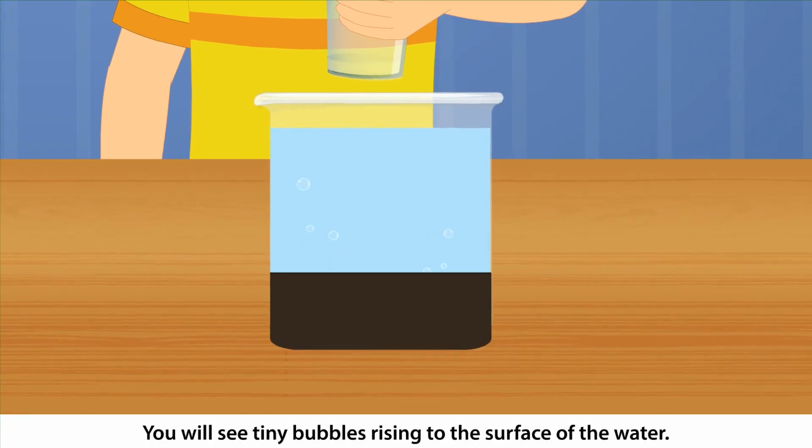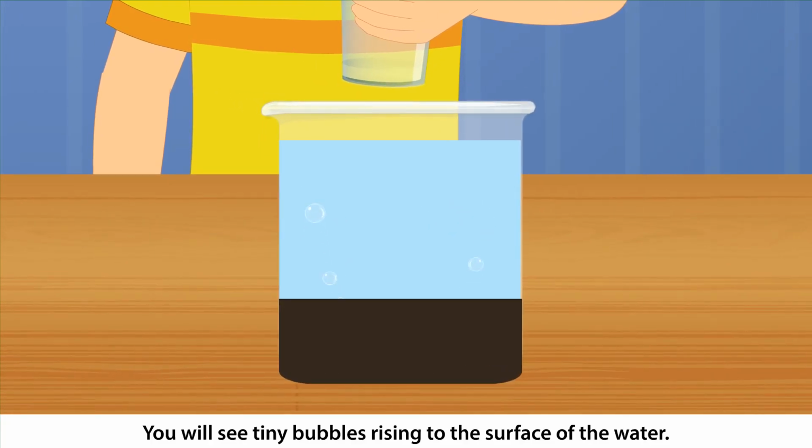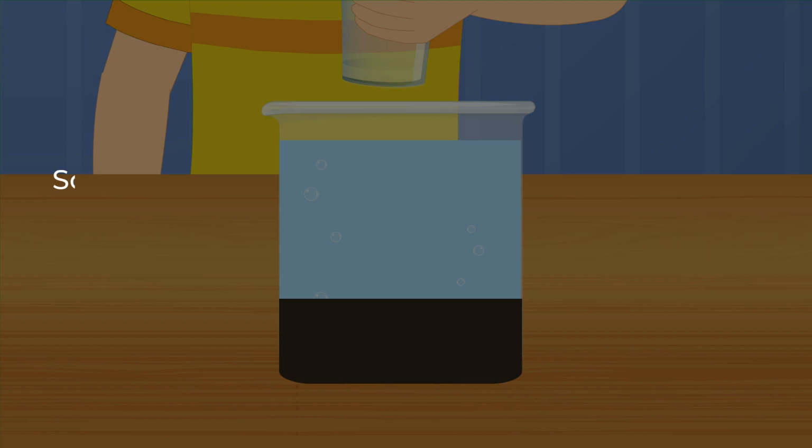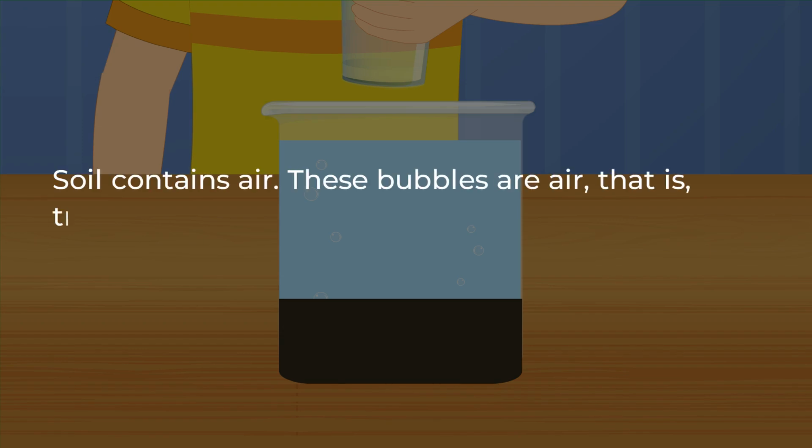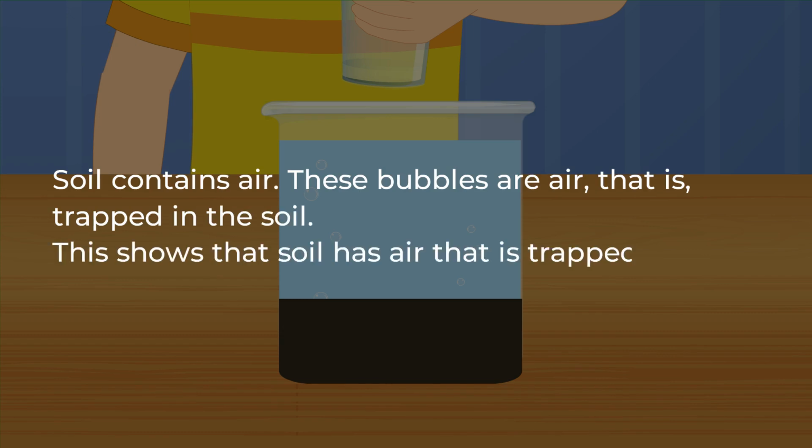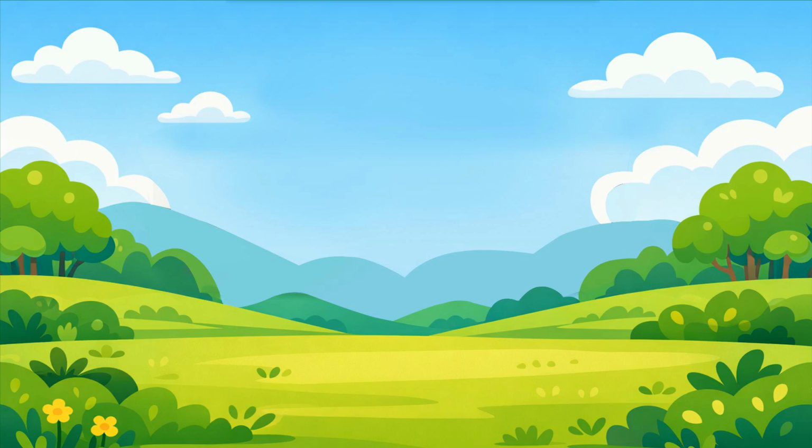Observation: you will see tiny bubbles rising to the surface of the water. Conclusion: soil contains air. These bubbles are air that is trapped in the soil. This shows that soil has air that is trapped between its particles.